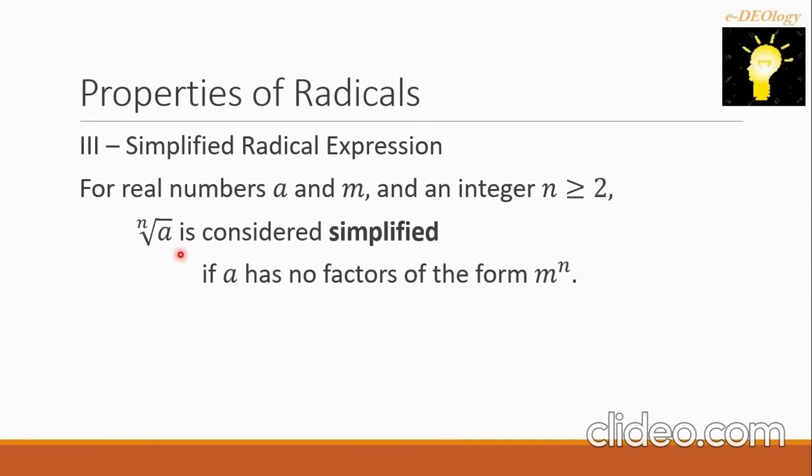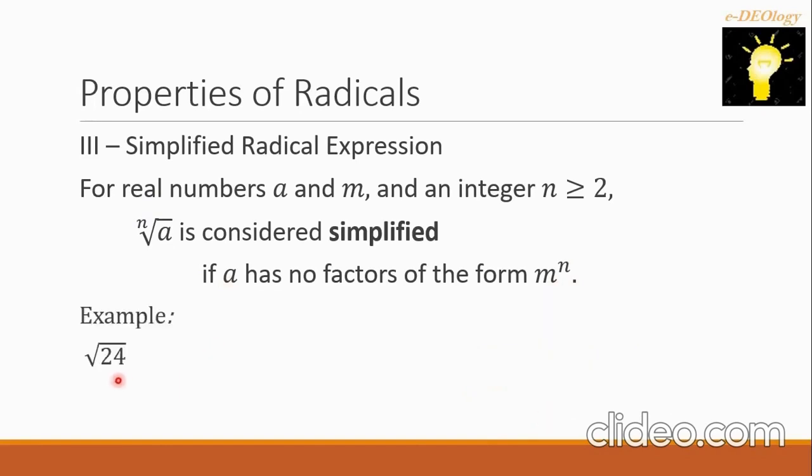So a here is our radicand, and the m is a factor of a, but take note, the power of m here is n, and this n is the same index of our radical. Another note here is that this m raised to n is a perfect nth factor of a. Another consideration is that the m, or the base here, should be greater than or equal to 2.